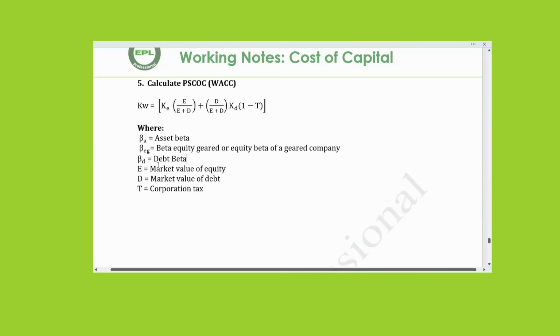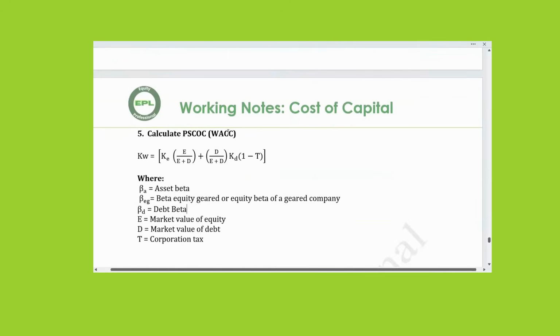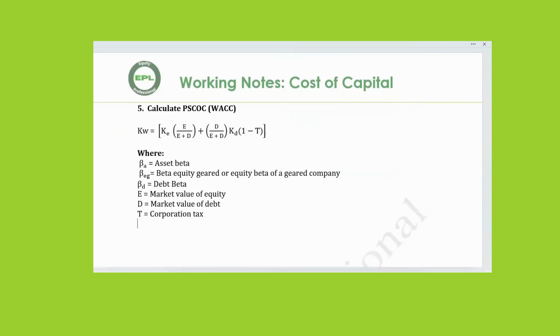Then of course, you already know KE is cost of equity, KD is cost of debt. You know risk-free rate of return: RF equals risk-free rate of return, which is the rate of return associated with government security. RM equals market return. Then the difference between market return and risk-free rate of return is known as market risk premium.